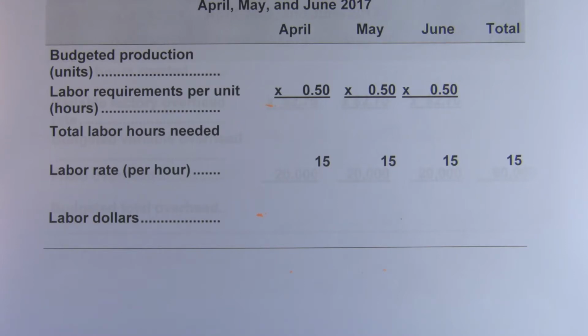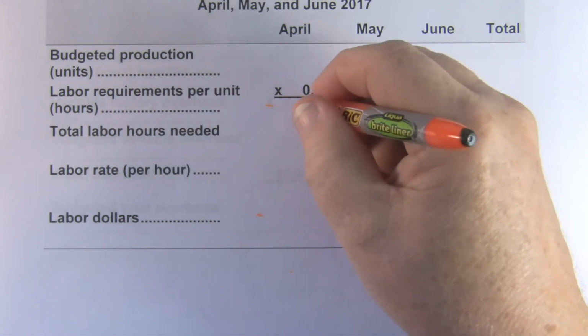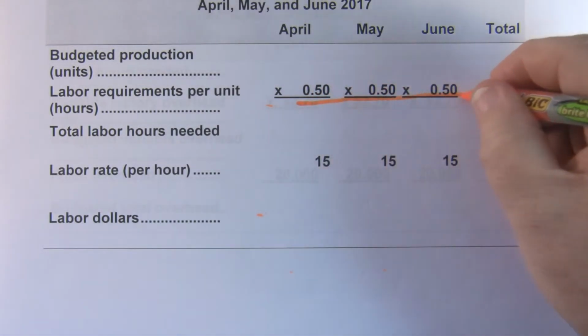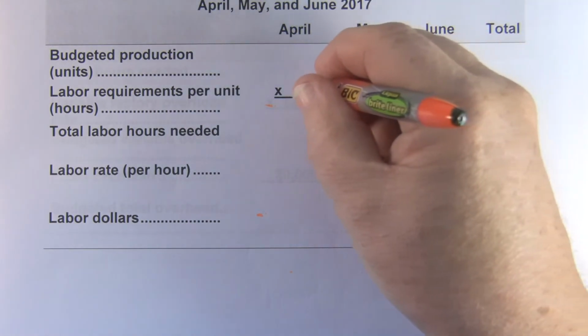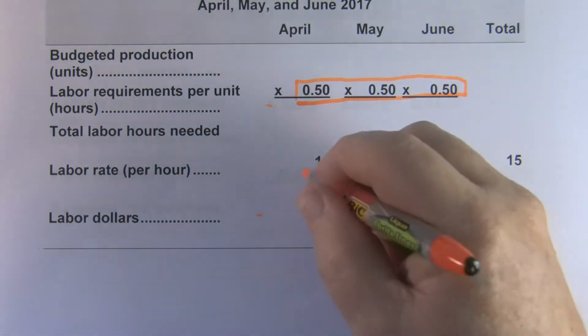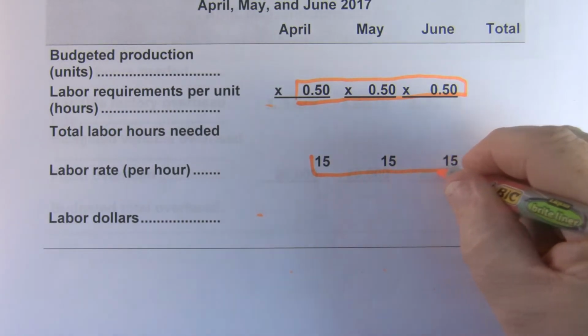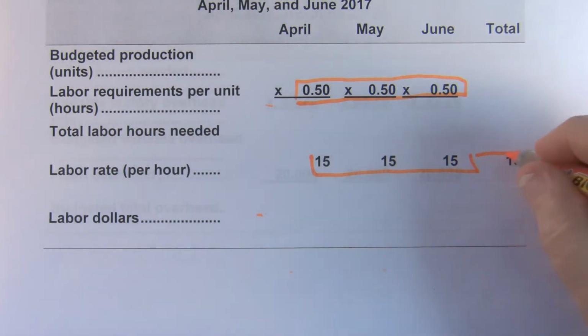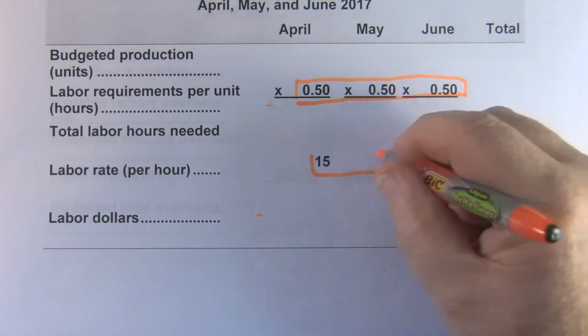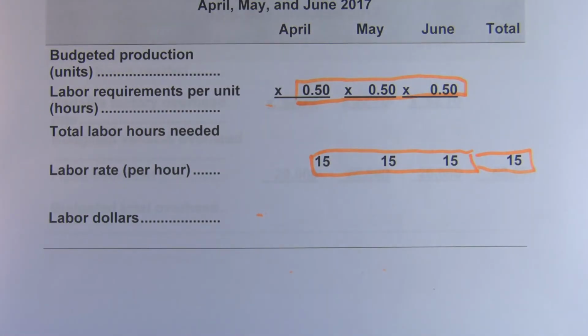Well, again, if you look at the book, the information tells us that each unit takes 1/2 of an hour or 30 minutes to produce. They gave us that, and they told us that our labor rate was $15 an hour. So apparently the Zigbee company is not all that generous.